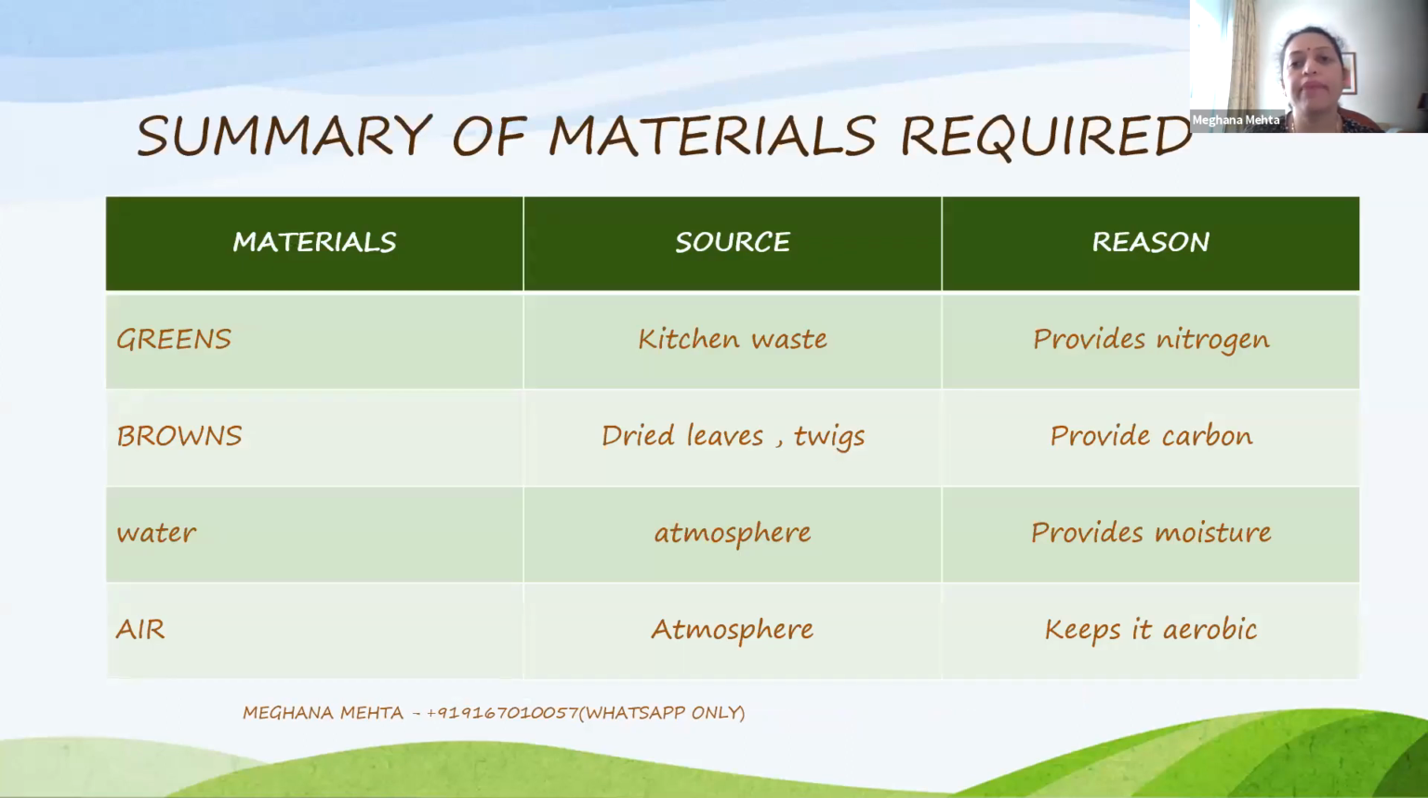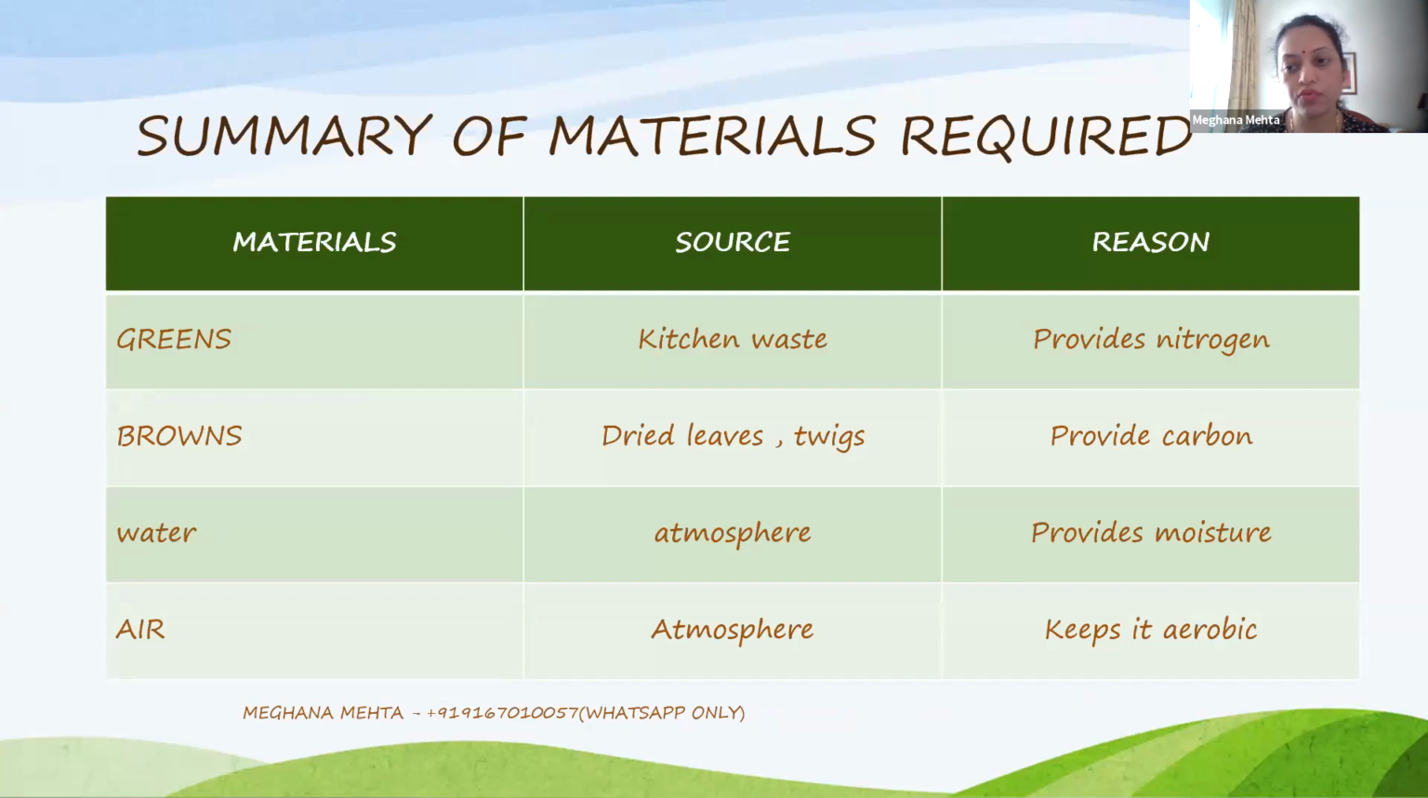Now, again, coming back to the summary of the materials required, we need the greens. The technical term for composting which we use is the greens, that is nothing but the kitchen waste, and its function is to provide nitrogen. The browns, that is the dried leaves and twigs, provide carbon.